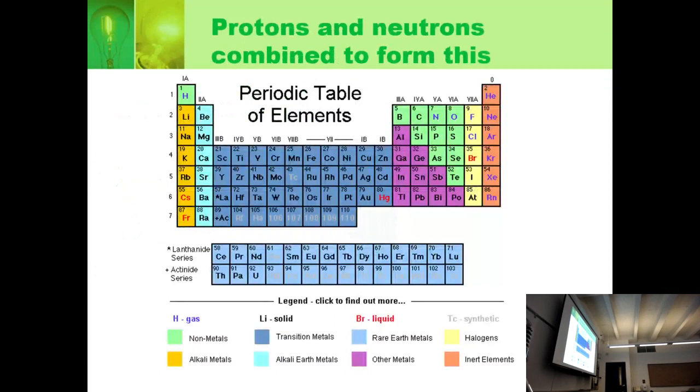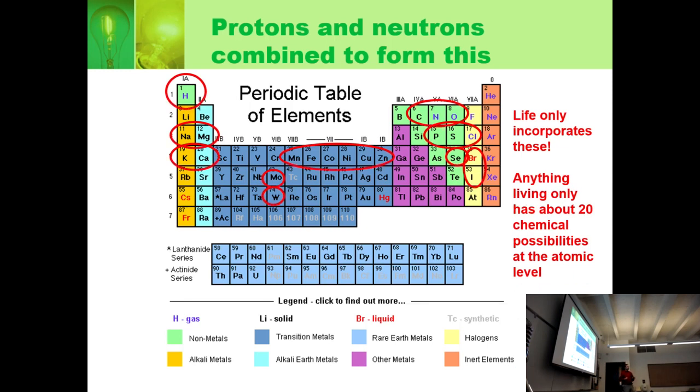And so protons and neutrons combine to form this, and the reason why it has this shape is because it's 3 wide, 6 wide, 10 wide, 14 wide, because of the rules of quantum mechanics.